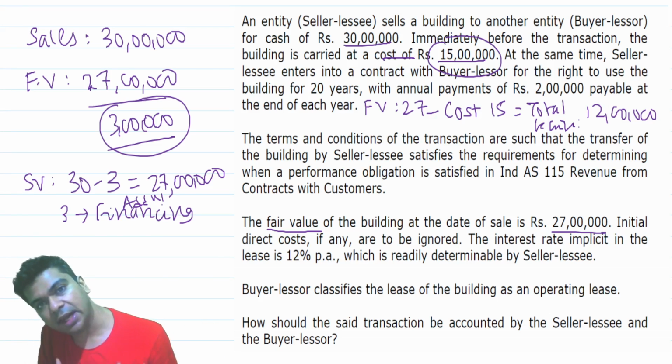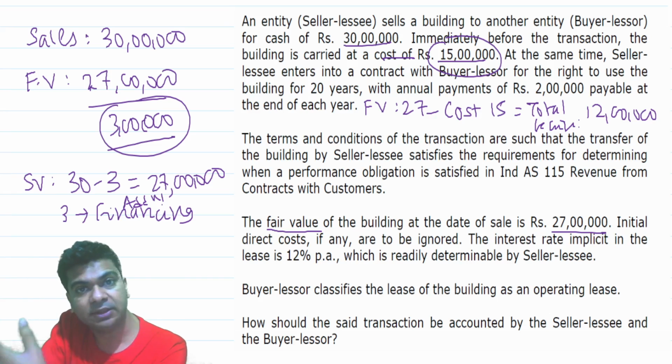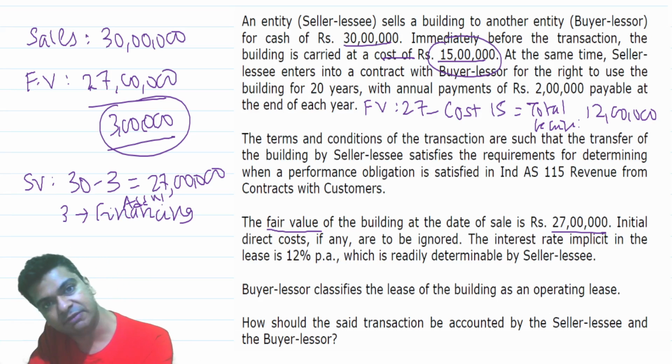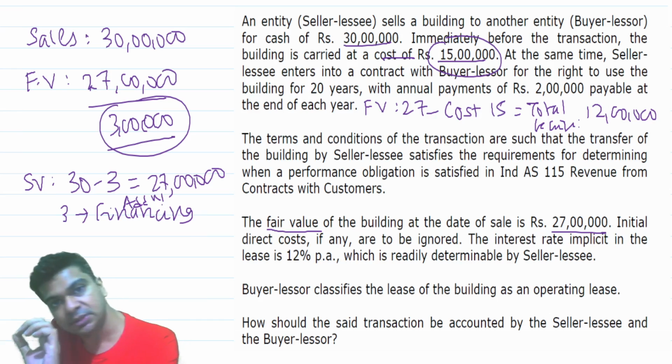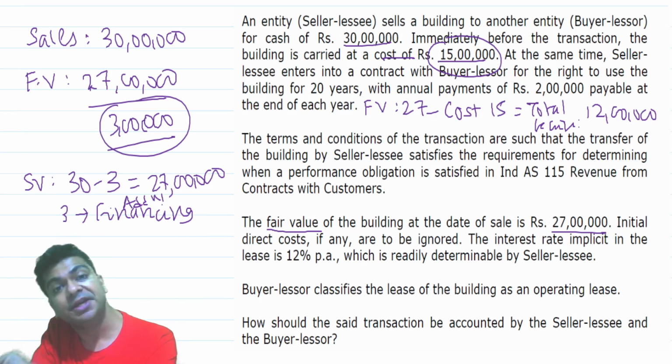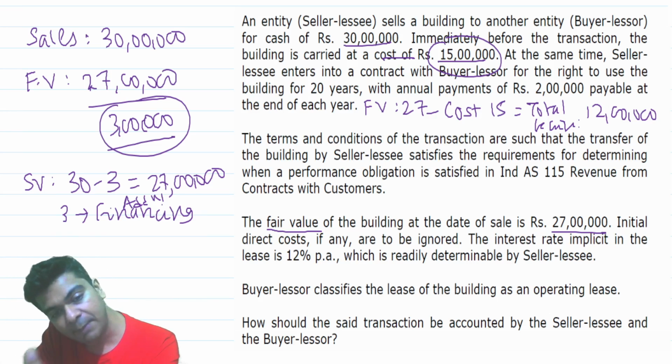But right now, we are just trying to get a holistic view of the figures. And this is what we realize. Sales will not be 30. It will be the fair value 27. The extra 3 lakhs is nothing but your additional finance, which you are receiving from the buyer lessor.